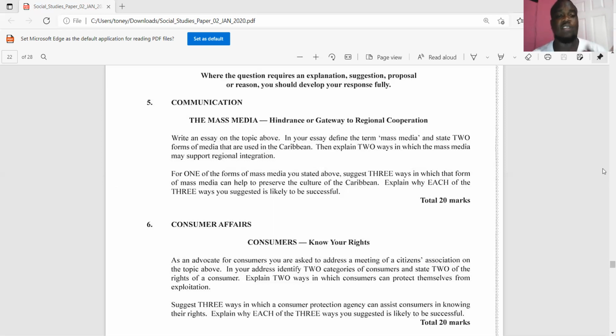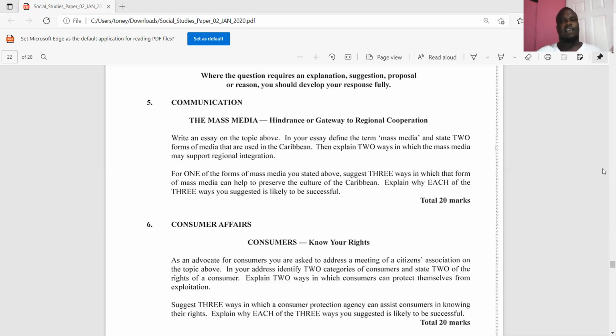Then you suggest 3 ways in which the form of mass media may help to preserve Caribbean culture. So you're going to say, if we use TV, how can this help to preserve Caribbean culture? Then also, you are going to explain why each way that you give is likely to be successful. So if you're selecting, say, newspaper, you say newspaper will preserve Caribbean culture in this way. Then now you say, if TV is used to preserve Caribbean culture in this way, it is going to be successful because X, Y, Z. So that's also, give you 3 ways, then justify each of your ways. Are we following, ladies and gentlemen?